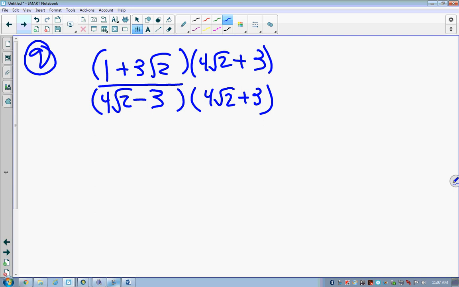FOIL. So let's go ahead and do the top. Okay, 1 times 4 radical 2. Okay, that's first. Let's get our outer. 1 times 3, 3. Let's do inner. Okay, 3 radical 2 times 4 radical 2. This is what will mess people up. What's 3 times 4? What's radical 2 times radical 2? What's 12 times 2? 24.